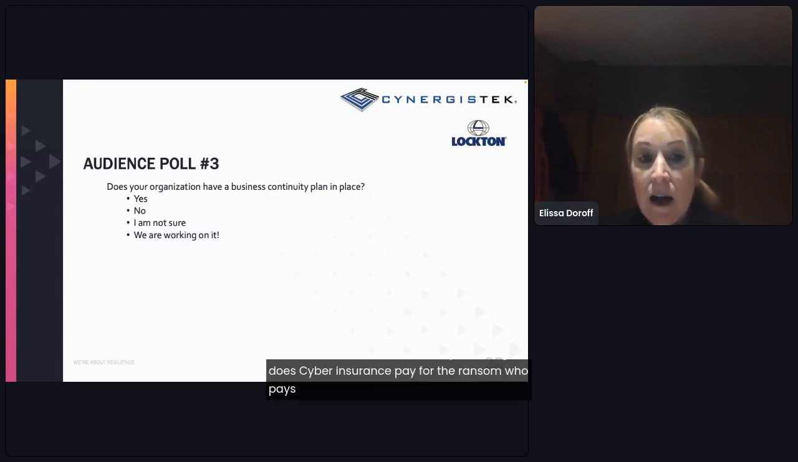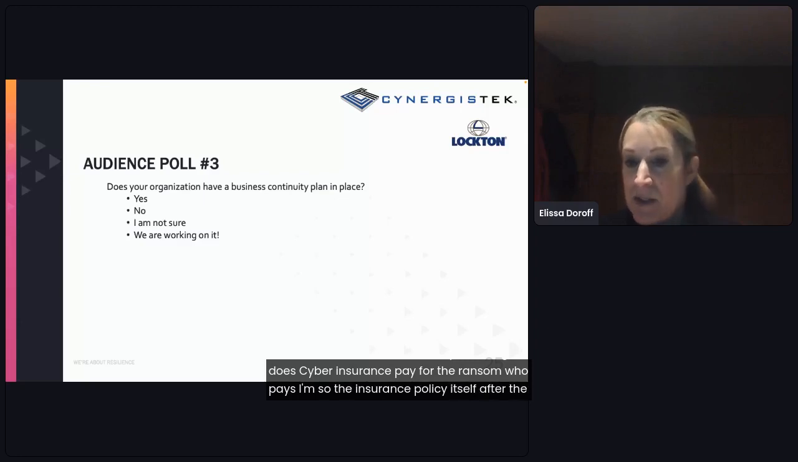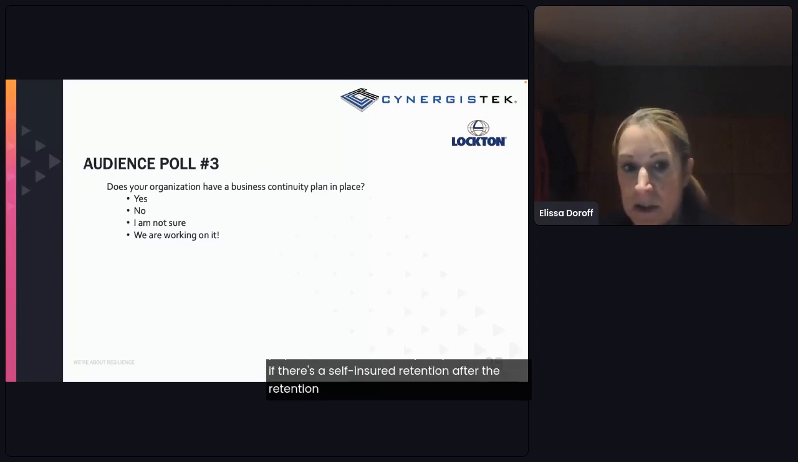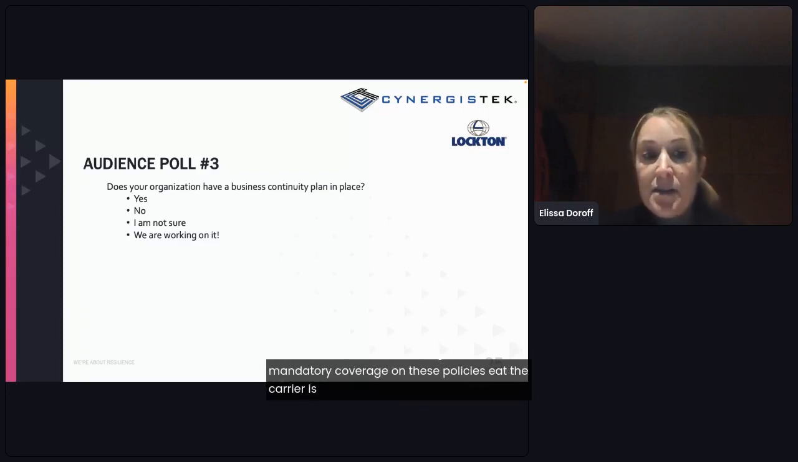And then in general, what percentage does cyber insurance pay for the ransom? Who pays? If there's a self-insured retention, after the retention or deductible is paid, the insurance carrier pays the ransom. That's the way it works. If you have the cyber extortion ransomware coverage, which is mandatory coverage on these policies, the cyber insurance pays the ransom.